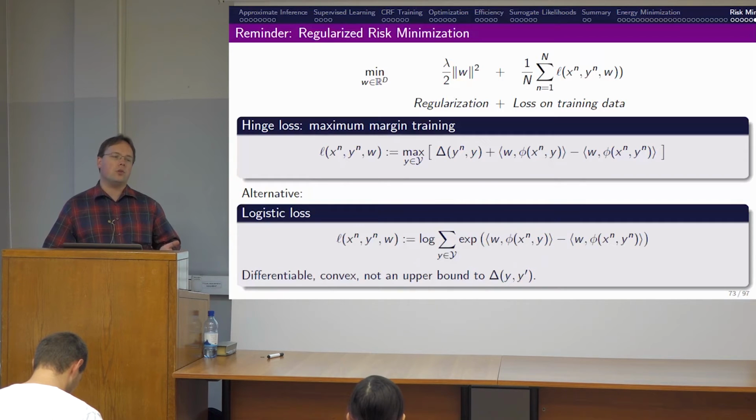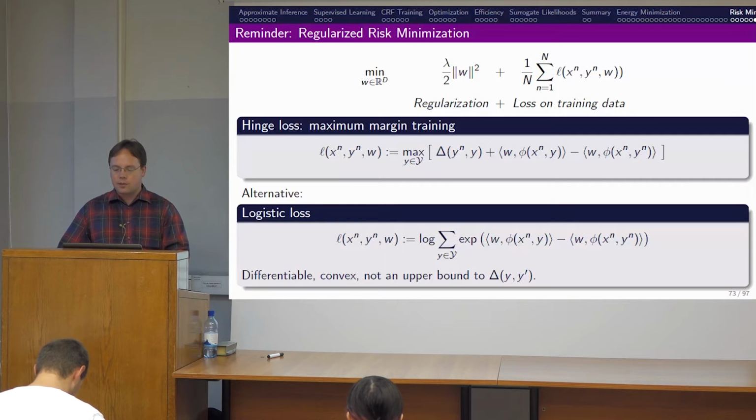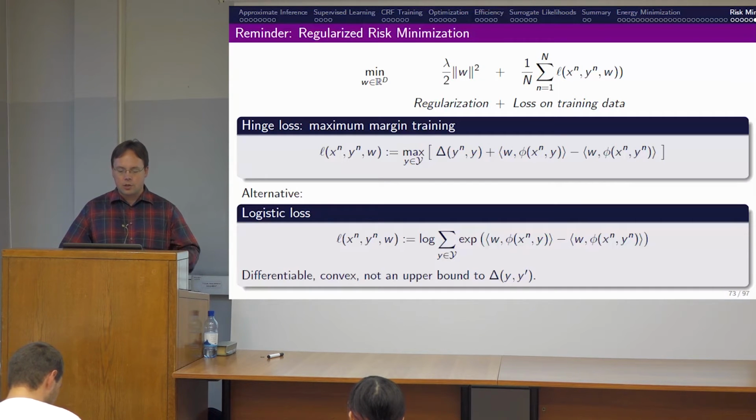There are alternatives you could do. You don't have to use this hinge loss. For example, you could use the so-called logistic loss. With logistic loss, you wouldn't take the maximum over all states. You would take the sum over all states. And instead of the maximum over this difference, you would take the so-called softmax. So it's the exponential of this difference summed over all possibilities, and then the logarithm outside again. So this is also differentiable.